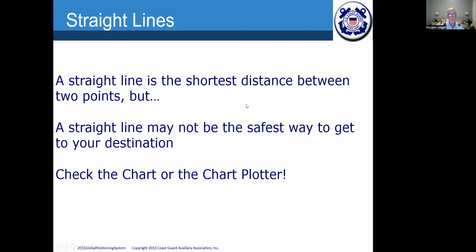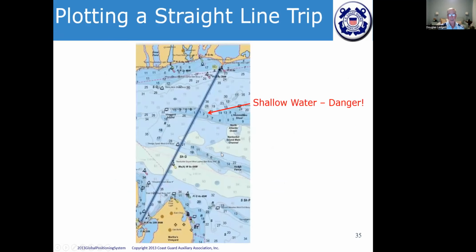So how do we move from one place to another? Well, a straight line is the shortest distance between two points. But that may not be the safest way to go. So that's why we need our charts to figure out what is the safest place and how do we get from one place to another.